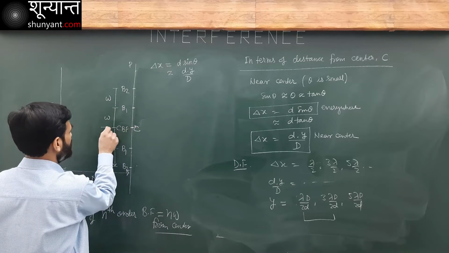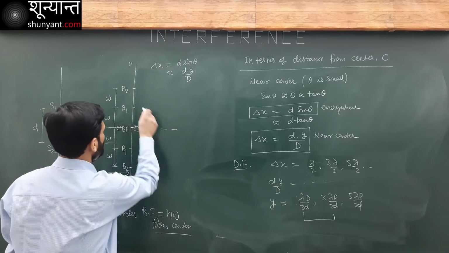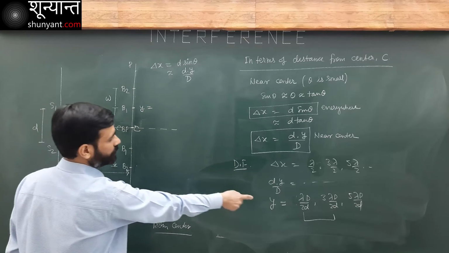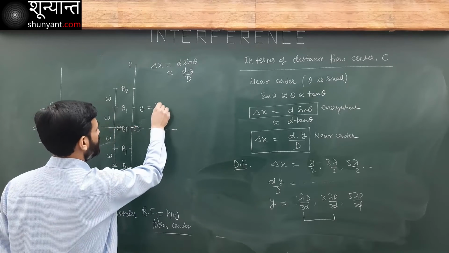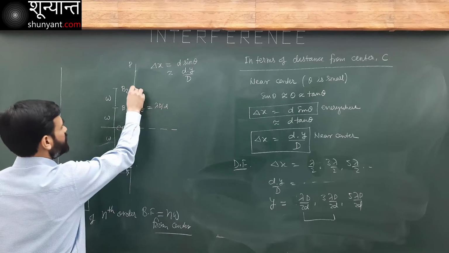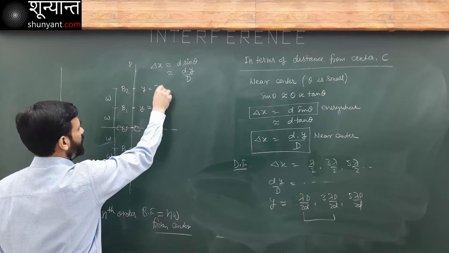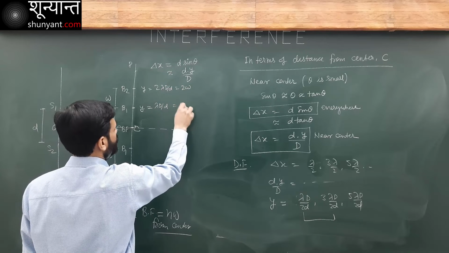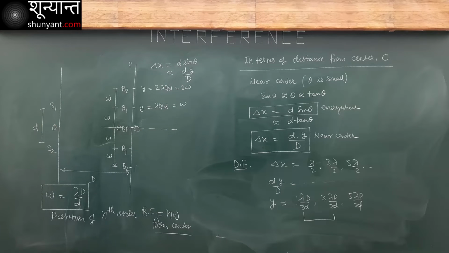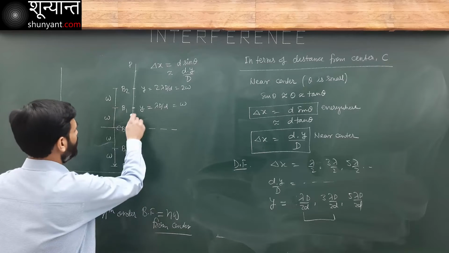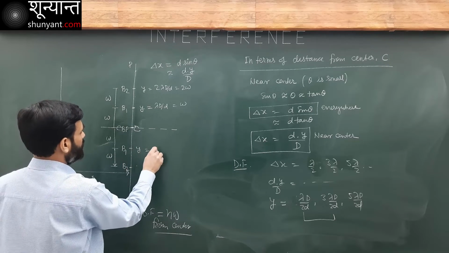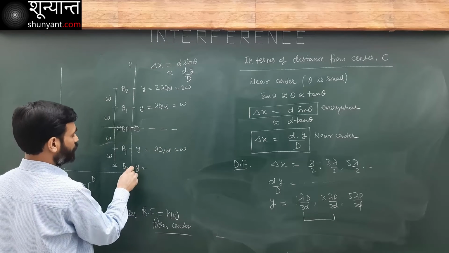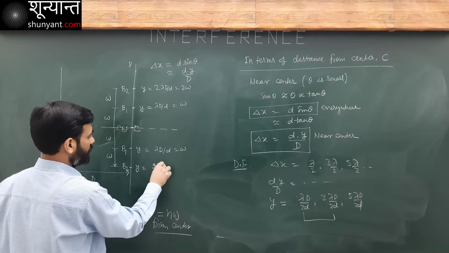This is my central maximum. What is y here? Y is the distance from center. It is equal to lambda D over d. What is the distance from center here? 2 times lambda D over d, which is equal to 2 omega. Here also y is lambda D over d, and this is omega. For this position y is 2 times lambda D over d.